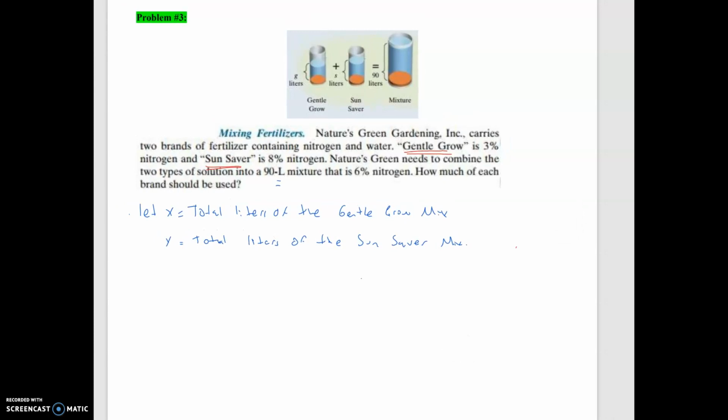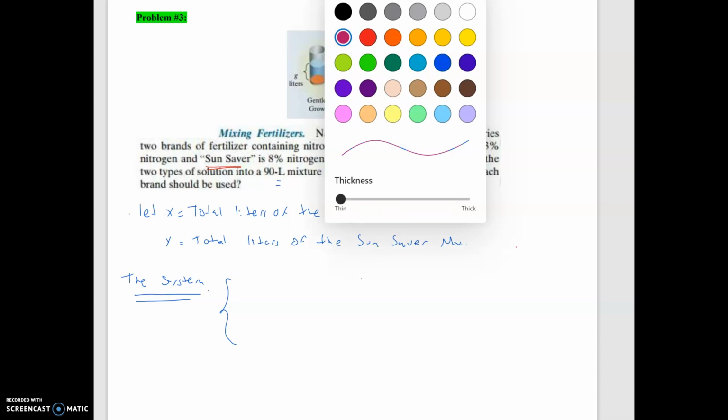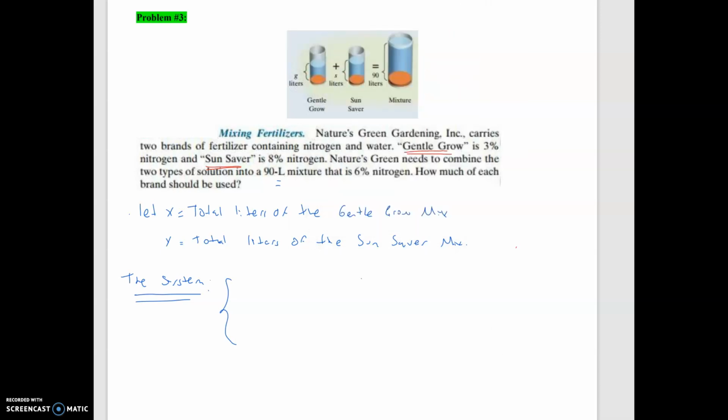And then let me actually start with the system. The system is going to have the following two equations. The first portion is the total amount of liters. In this case, they're stating that it's going to end up being a 90 liter solution. So x plus y is equal to 90. That's going to be our first equation.